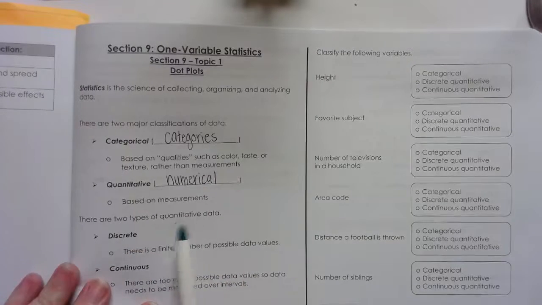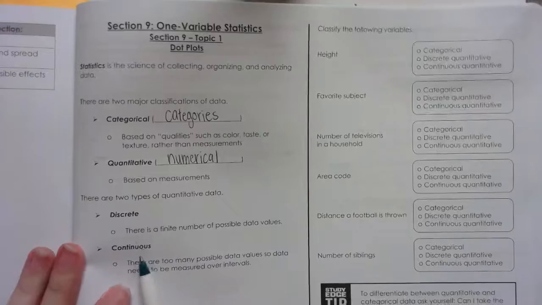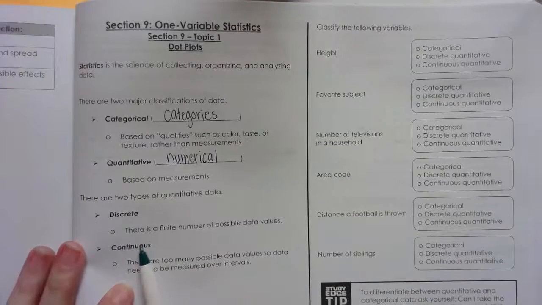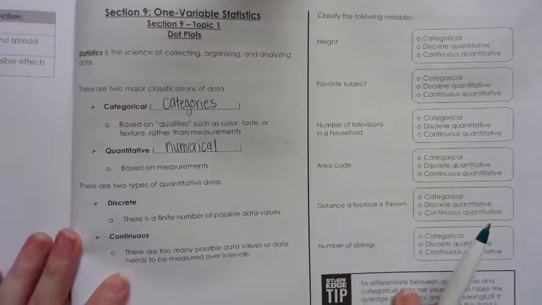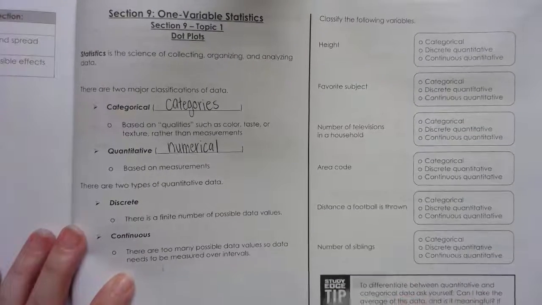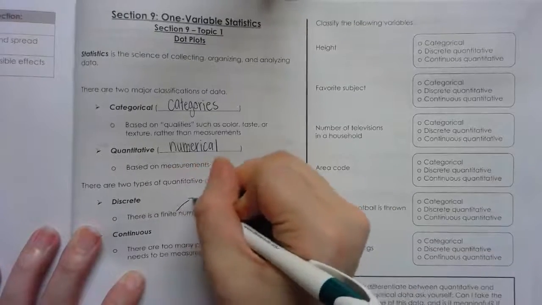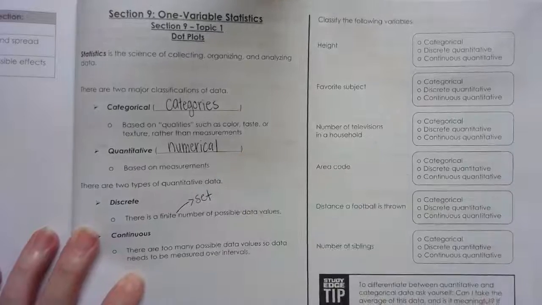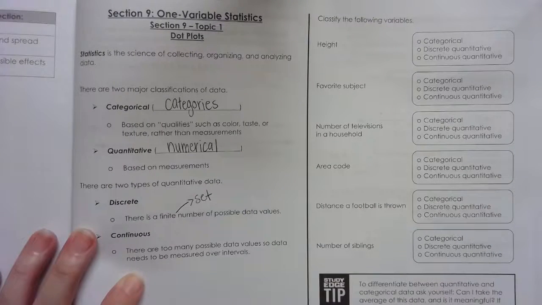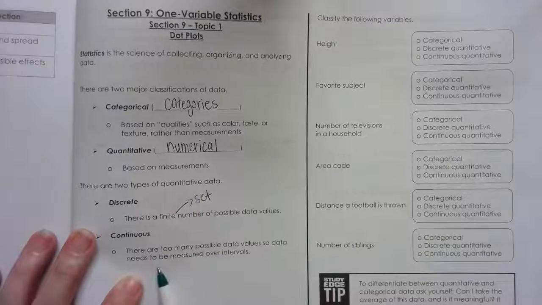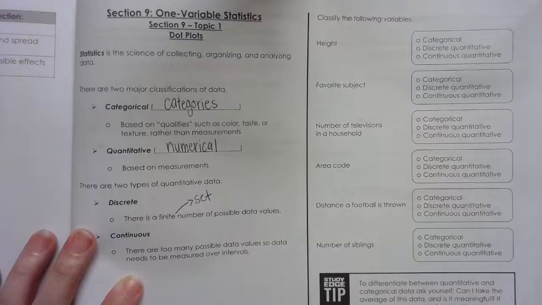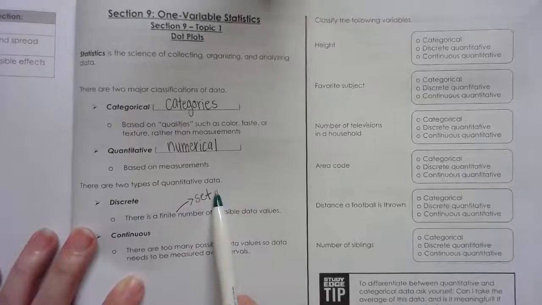There are two types of quantitative data. There's discrete and continuous. These words should be familiar to you. We've talked about these in a discrete or continuous domain and range. So discrete means there's a finite number of possible data values. There's a set number. So finite, if you need to draw a line from it and write set, that would be great. There's like a definite number of data values. Continuous, there are too many possible data values, so data needs to be measured over intervals. So you have to measure it in sections. Continuous continues on, whereas discrete is certain specific numbers.